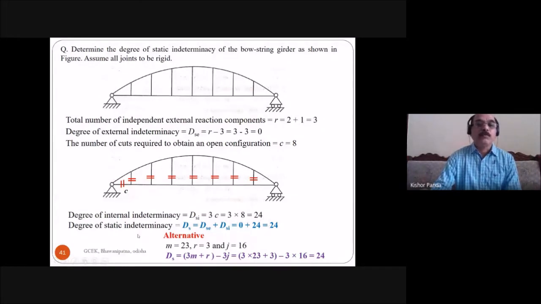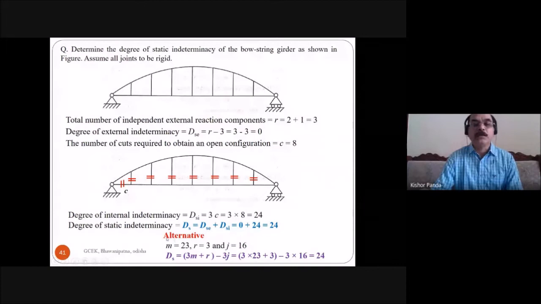Then you find out the degree of static indeterminacy. DS is equal to DSE plus DSI. DSE is equal to 0 here, and DSI is equal to 24. 0 plus 24 is equal to 24. So this is the degree of static internal indeterminacy, the static indeterminacy of the structure.